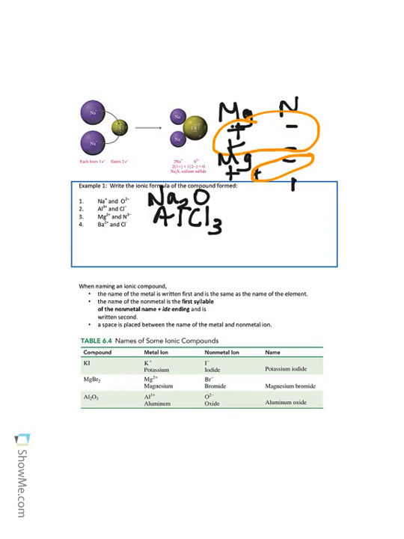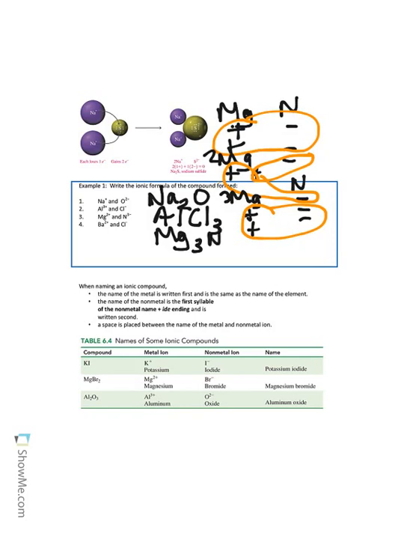So let's add another nitrogen. 1, 2, 3. One of my positives and one of my negatives cancel, but now I have 2 positives left over. Let's add another magnesium. At long last, both of those positives and both of those negatives cancel. So our formula, we have 1, 2, 3 magnesiums, Mg3, 2 nitrogens, N2.